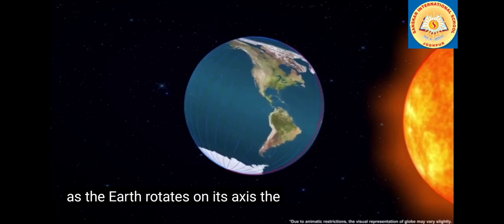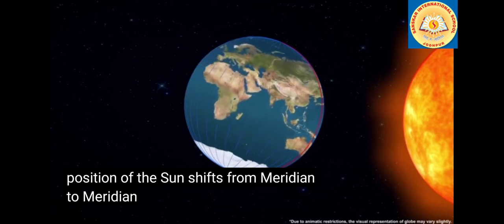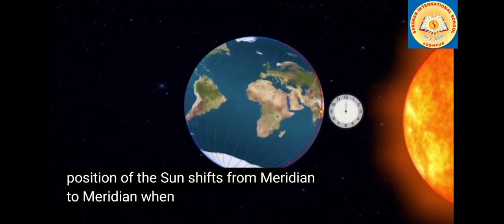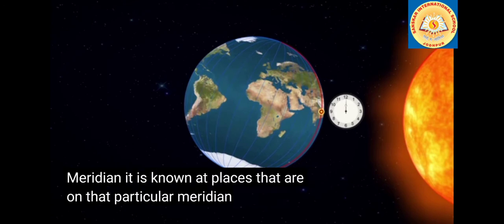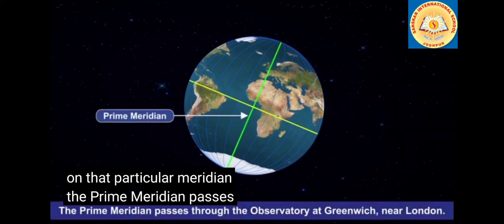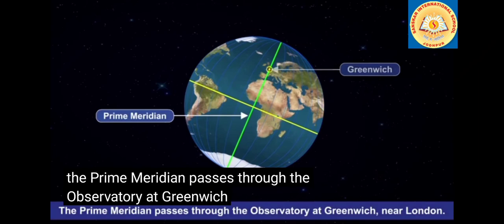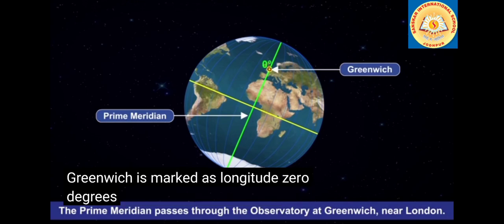As the earth rotates on its axis, the position of the sun shifts from meridian to meridian. When the sun is above each meridian, it is noon at places that are on that particular meridian. The prime meridian passes through the observatory at Greenwich near London. Greenwich is marked as longitude 0 degrees.